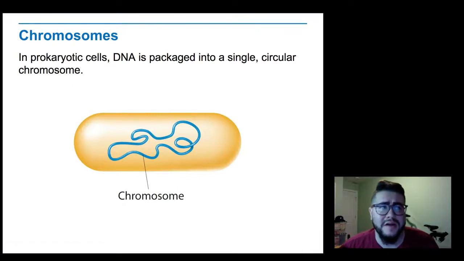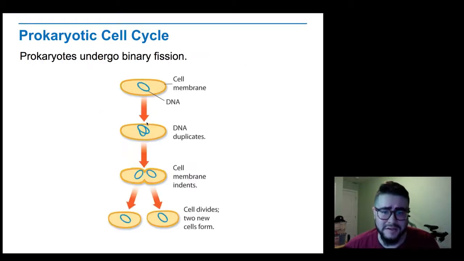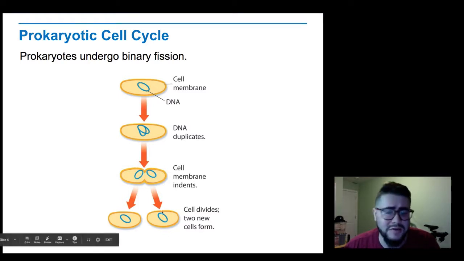So in a prokaryotic cell, we'll get into eukaryotic cells in a second, but in a prokaryotic cell, the DNA is packaged in a single circular chromosome like this. And so when a cell divides prokaryotically, it just goes through binary fission, where the DNA replicates. So now I have two copies. The cell membrane splits, makes a little indentation, and now two identical cells are formed. Relatively easy, right?